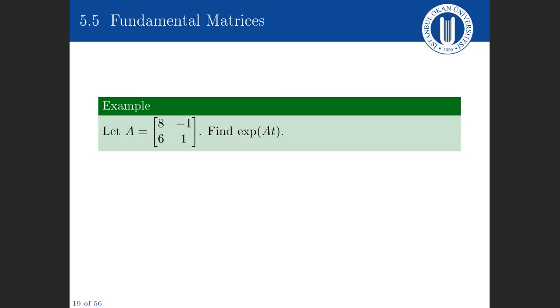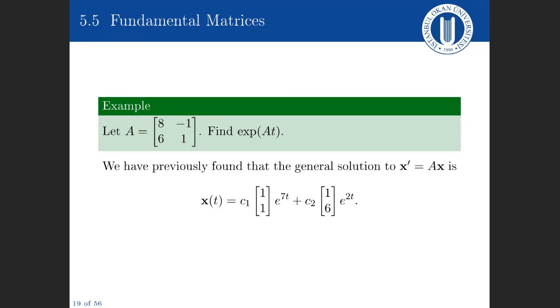Let's do an example. Let capital A be 8, minus 1, 6, 1. Find the exponential function of At. This is just asking us to find the special fundamental matrix. We've previously found the general solution to this equation. Here it is. We need to solve the initial conditions so that the first column gives us 1, 0 and the second column gives us 0, 1.